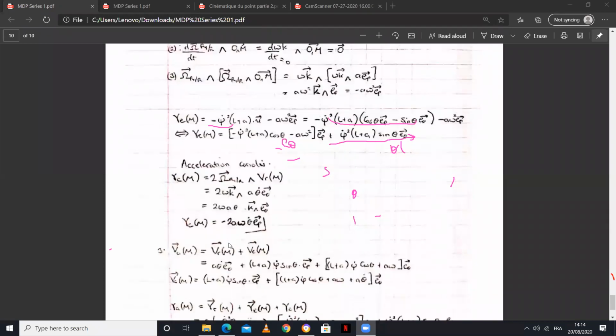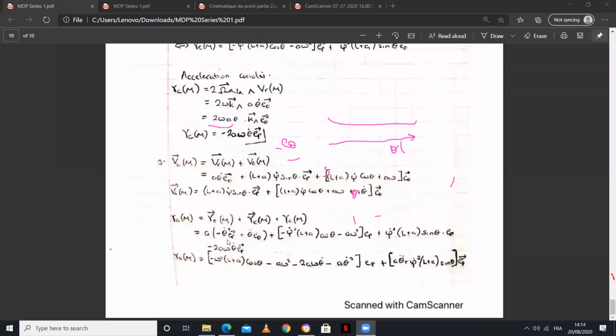Then the third and final question is asking us now to calculate the vitesse absolue. So the vitesse absolue, you just add vitesse relative plus vitesse d'entraînement. You group like terms and simplify. It's going to give you that. Then gamma absolue again, you add your gamma relative, gamma d'entraînement plus gamma Coriolis. Then you group like terms and simplify and you get your final answer as that there. And that's that about exercise 5.